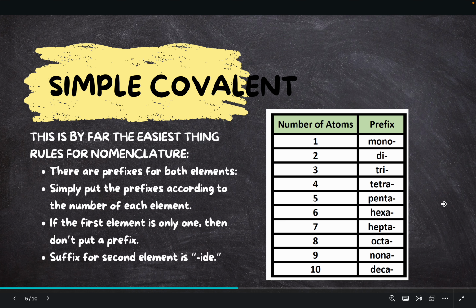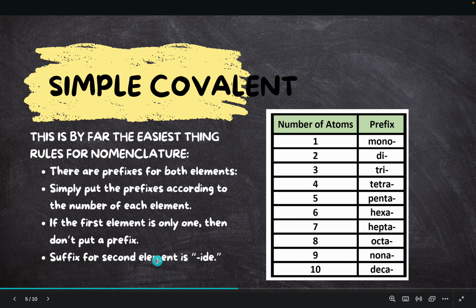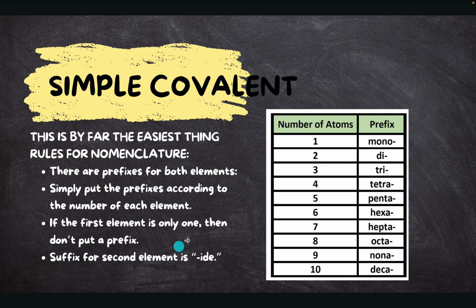Now let's talk about simple covalent. This is legit the easiest thing. So there are prefixes for both of the elements, and we just simply put these prefixes in front of it. So if it's one of this element, one of that element, you just do mono with the second element, because the first element does not need a prefix if it's only mono. Let me show you what I'm saying.